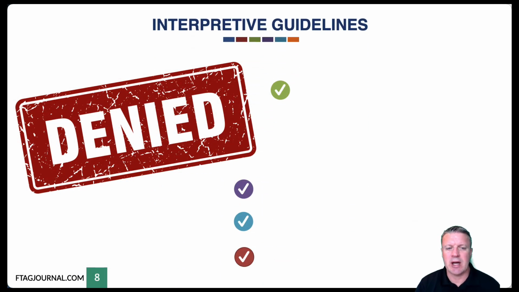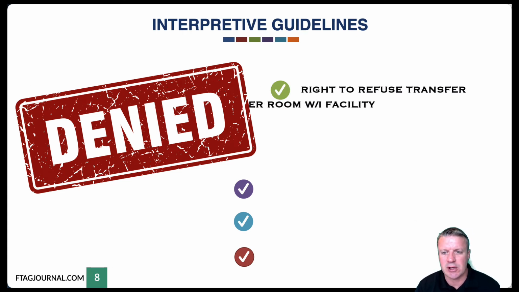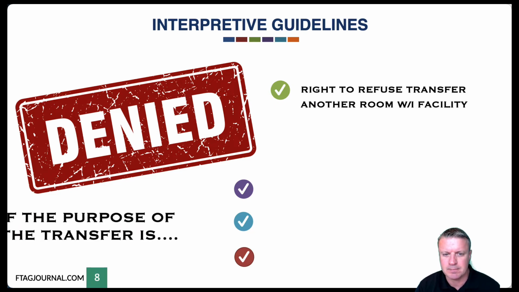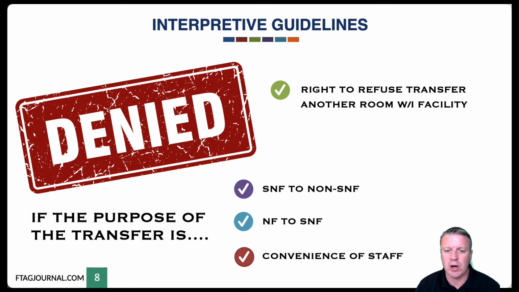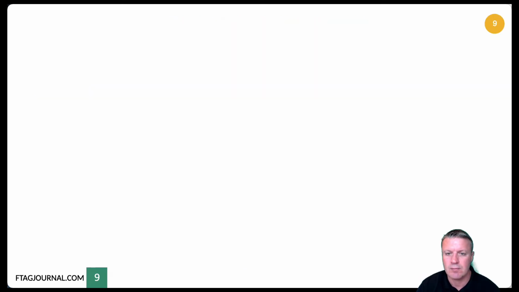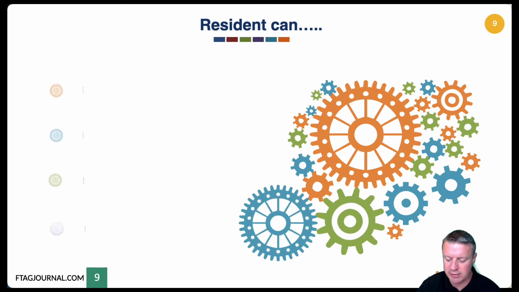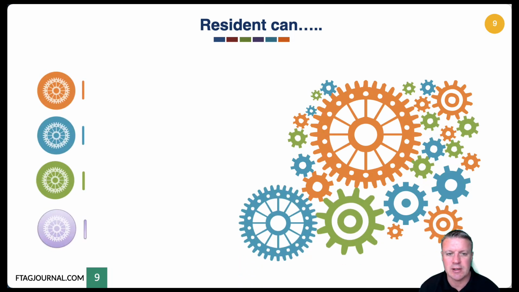So what do the interpretive guidelines say? Well, this F-tag, F560, is about the right to refuse transfer to another room within the facility. And there's a caveat to that, which is if the purpose of the transfer is from a SNF to a non-SNF, or from a nursing facility to a SNF, or if the purpose of the transfer is for the convenience of the staff. So the main element of this F-tag is it's balancing the residents' rights with ensuring that the facility is getting paid for the services they provide.